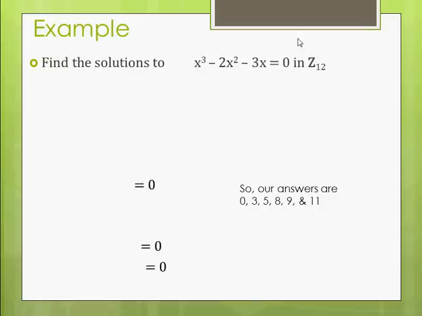Alright, find the solutions to the polynomial equation x to the third minus 2x squared minus 3x equals 0. But this time we're in Z12. We're not in the real numbers like we normally are in algebra, like in college algebra. Now Z12 is a ring, so our left and right distribution laws hold, which means we can factor this equation.